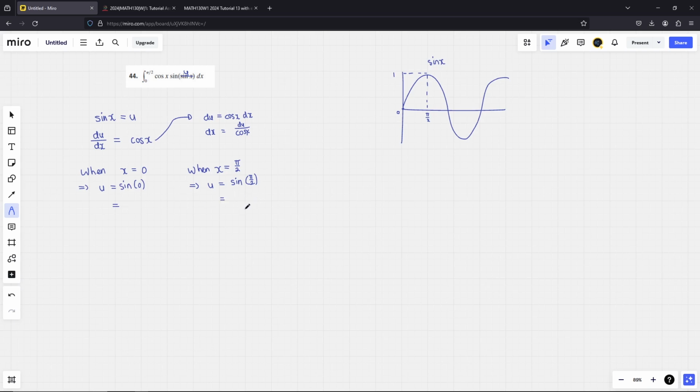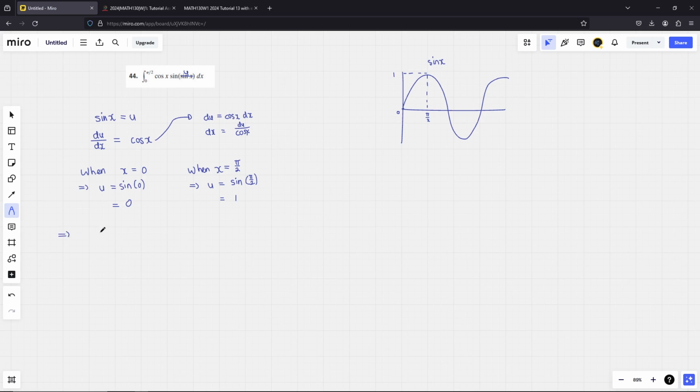Now evaluating these, we have our sine x graph to the right, so we can see that this coordinate is 0, 0. That's just going to be 0. And at sine of pi by 2, we can see that the height of our graph is 1, so hence this is going to be 1.